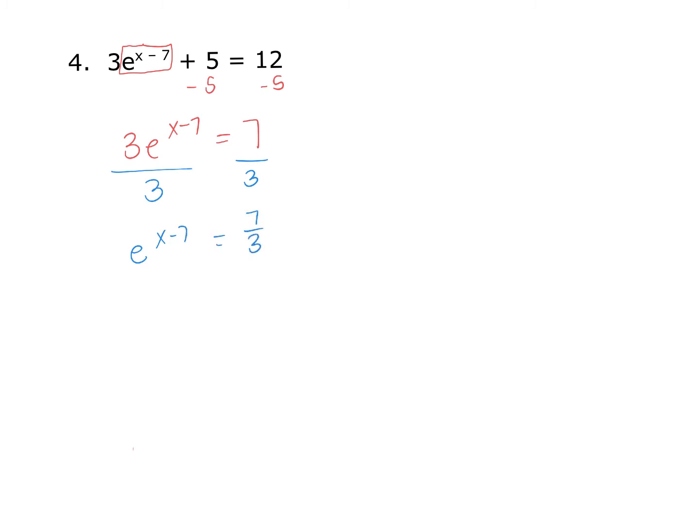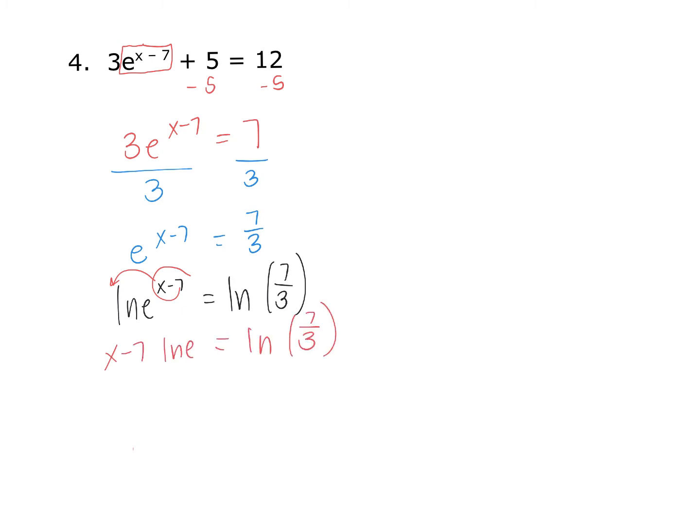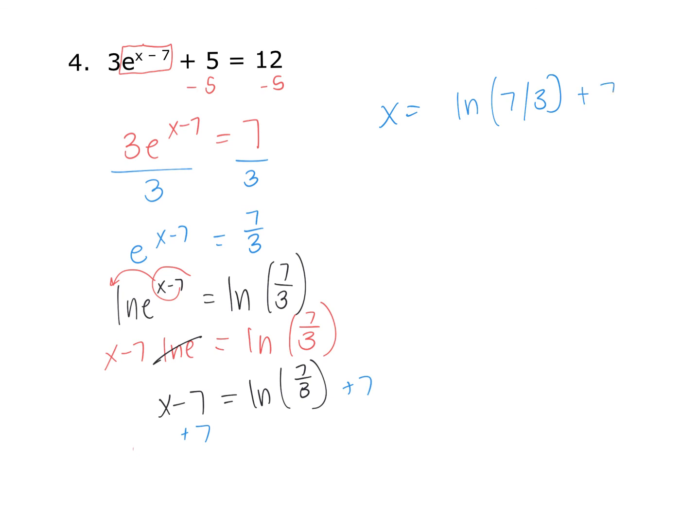Okay? And once I've done that, I can then take the natural log of both sides. Okay? Once I've taken the natural log, my exponent can drop in front. I know that ln e equals 1, so I'm just left with x minus 7 equals ln of 7 over 3. But I have to add 7 to both sides, okay? So in your calculator, you are going to write ln(7 divided by 3), close your parentheses, plus 7, and your answer should have been x equals 7.85, okay?